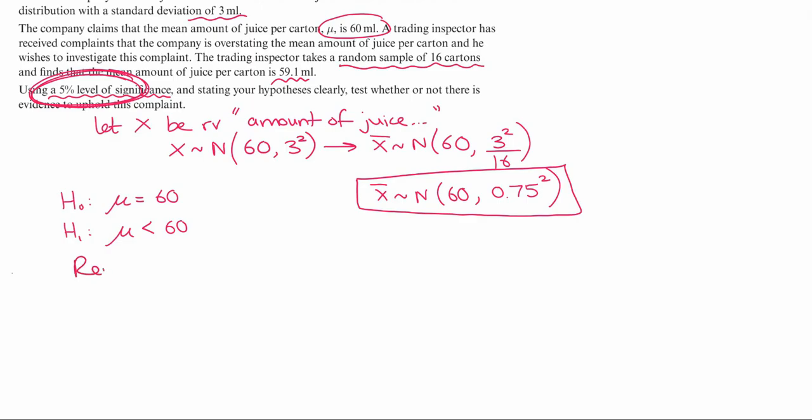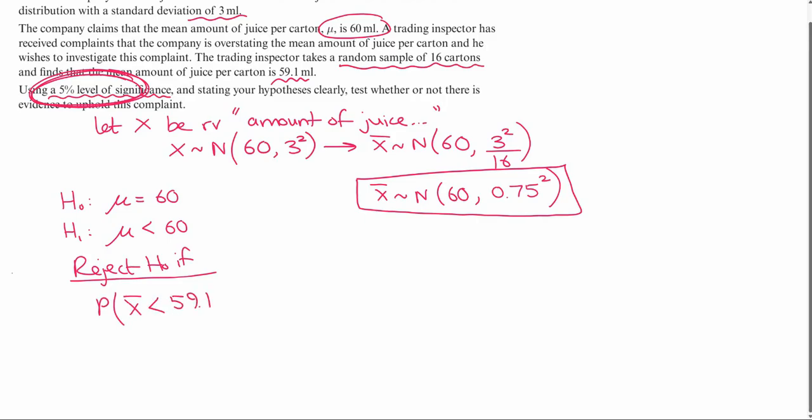They're going to reject H0, and I would always recommend writing this line. They're going to reject H0 if the probability that the mean of the sample, the mean we're testing, is less than 59.1. This is, remember, the result that they said. So is the probability of this result happening less than or equal to 5% chance of happening? That's one way of looking at it.